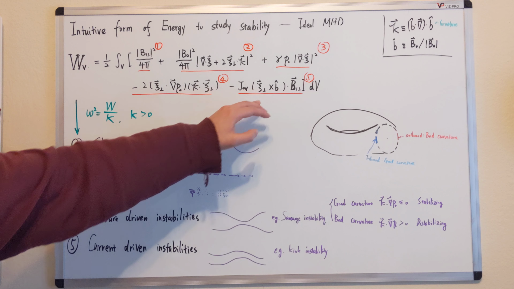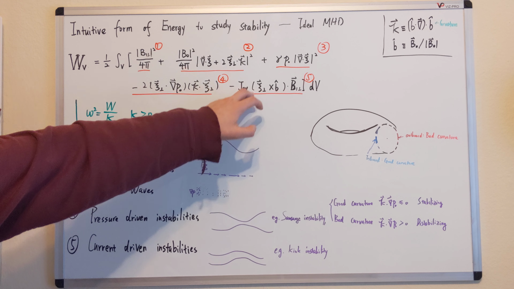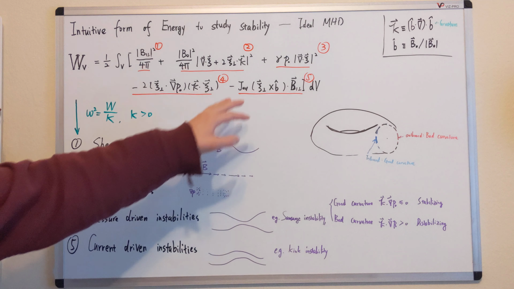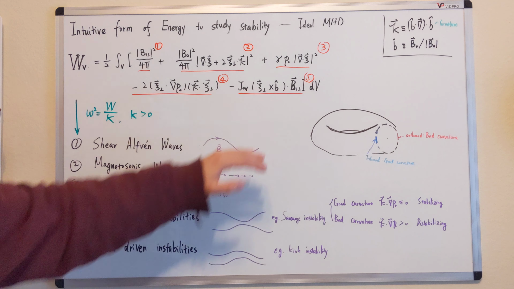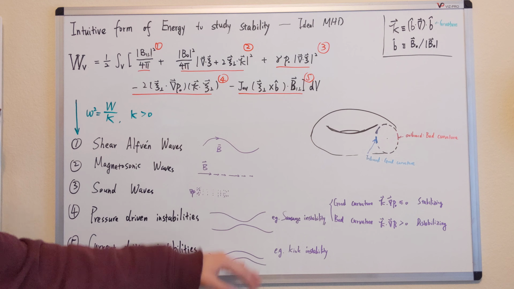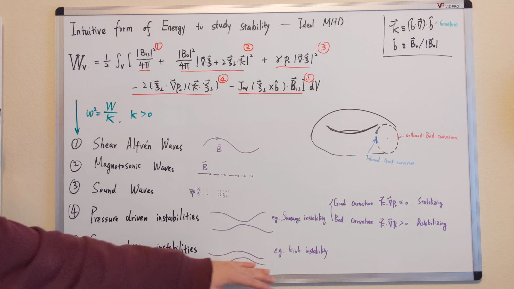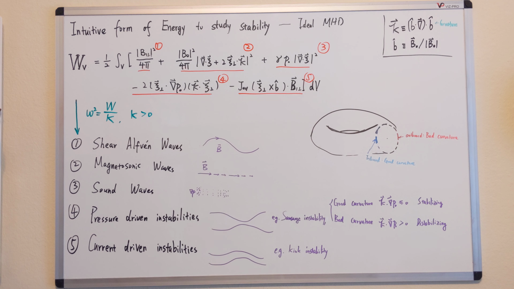And the 5th term, the driven term, as you can see, is a current. So it's called current-driven instability. One of the examples is the kink instability.